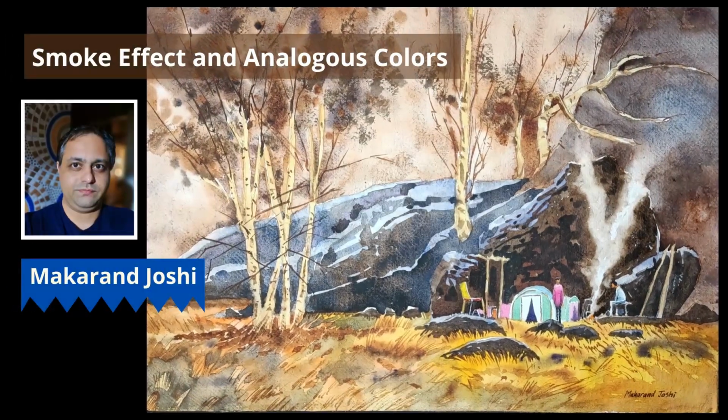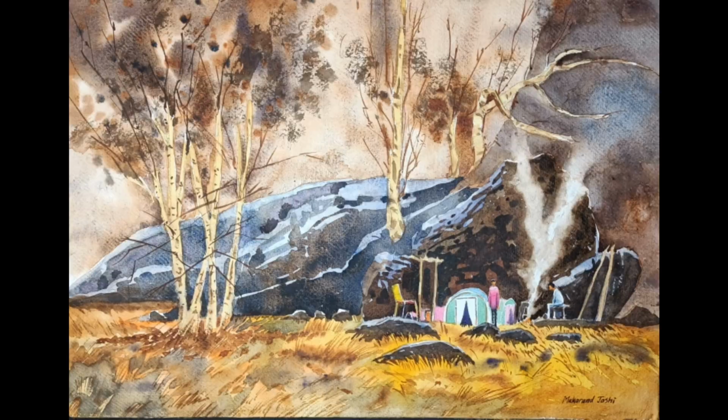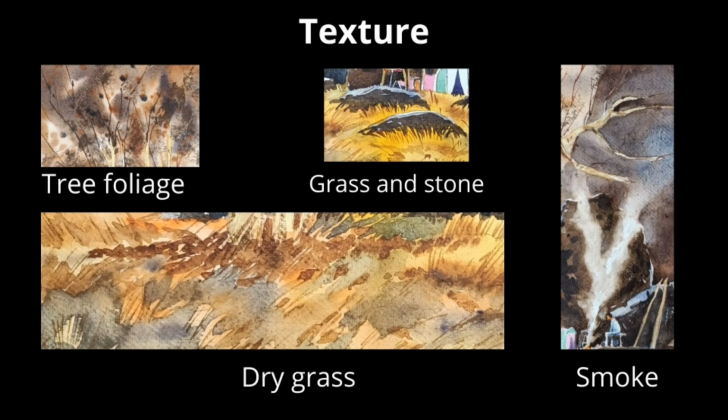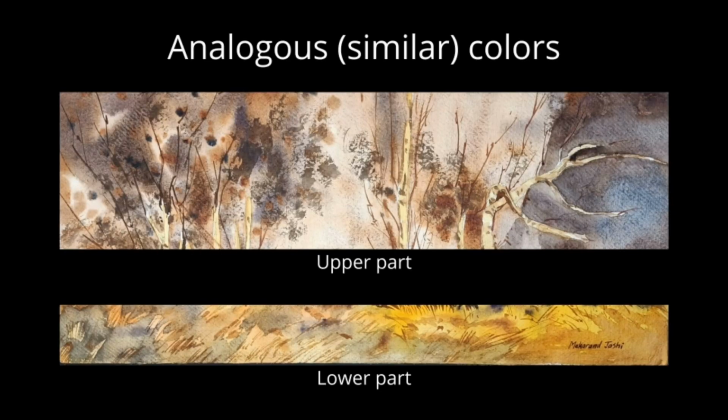Smoke Effect and Analogous Color Scheme Landscape by Makran Joshi. A watercolor tutorial. This is going to be a colorful painting dominated by analogous colors. For now, just remember that analogous colors are similar colors, but we also need to use tones wisely to make the painting interesting. And yes, texture is going to be a key factor to develop some parts of this painting into parts of attraction, a combination of analogous colors and texture.